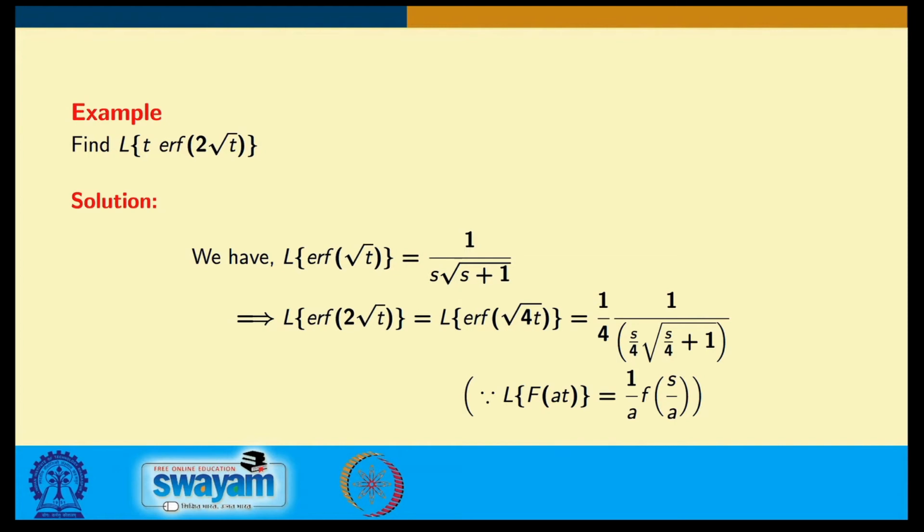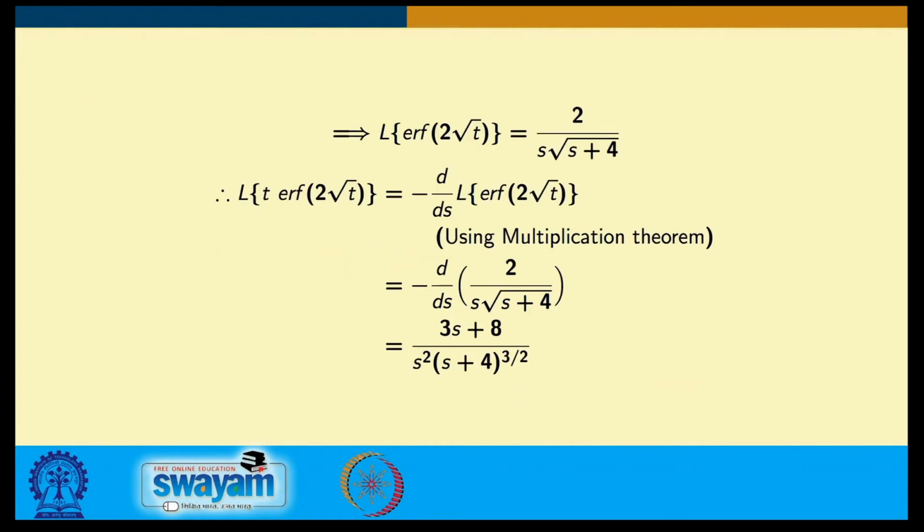I have used this property, the Laplace transform of f(at) is 1 by a F of s by a, this is known to us, and from here I can tell by simple calculation that the Laplace transform of erf of 2 root t is equal to 2 by s into root over s plus 4. And from here again, therefore, the Laplace transform of t times erf of 2 root t.